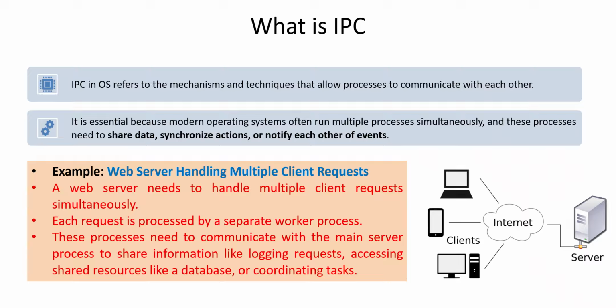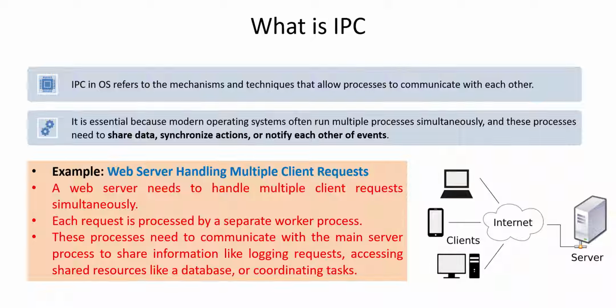Why is IPC necessary? Because modern operating systems execute many processes simultaneously. These processes may need to share data, synchronize their actions, and notify each other about events. For example, consider a web server. A web server may receive many clients' requests. Each request may be handled by a separate worker process. These worker processes may need to communicate with the main server process. They may share information about login. They may access common resources such as a database, and they may need to coordinate different tasks. Therefore, IPC becomes very important.